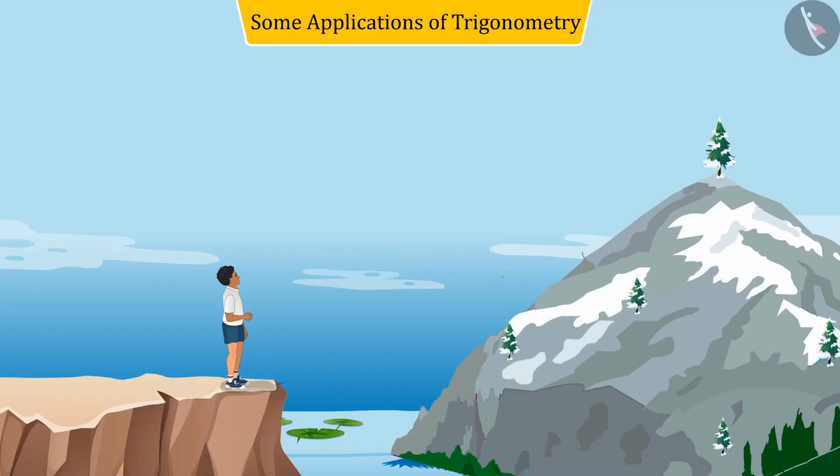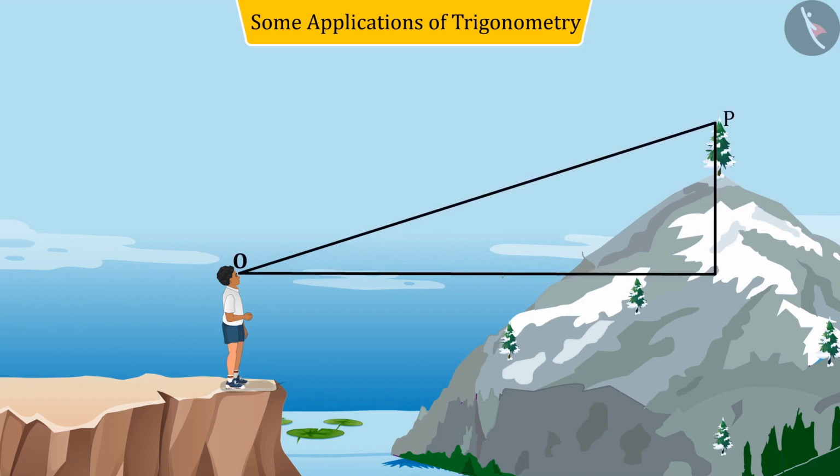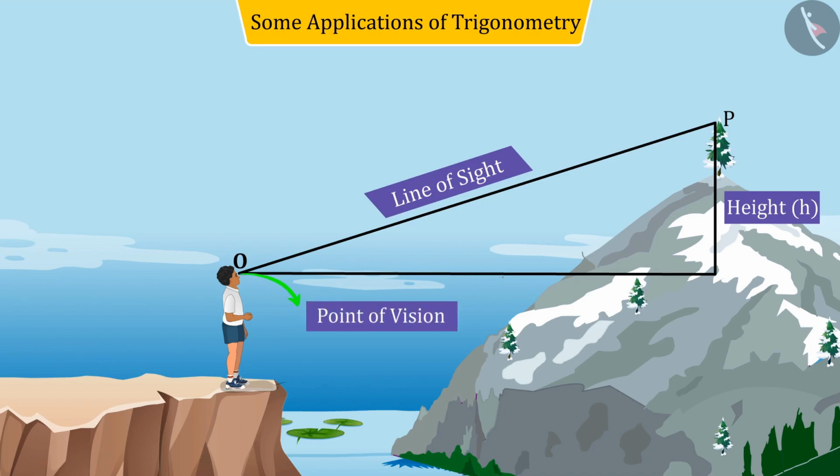When a person sees the top point P of an object from his point of view, that is point O, the line OP joining these two points is called the line of sight. So we can say that the point from which the object P is seen is called the point of vision.